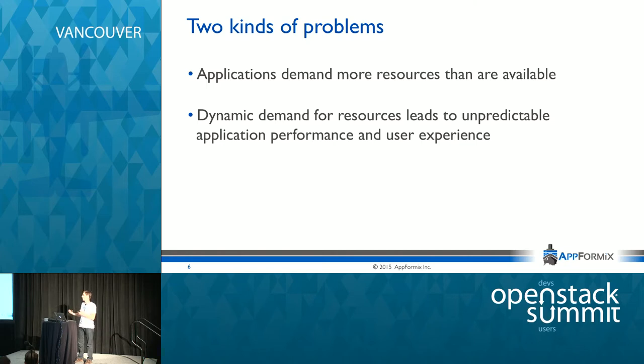So in contrast with just not being able to get an absolute amount that you need to run acceptably, you can run into a different problem where the unpredictability is what you'll get complaints about, right? Sometimes the application's running great. Sometimes now the user experience is poor. And so how do you deal with that unpredictability?